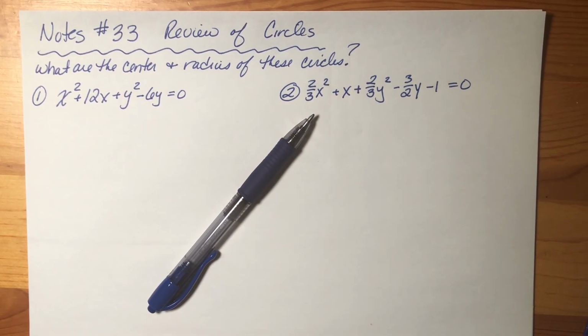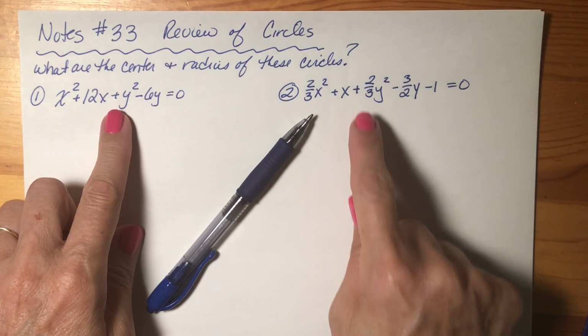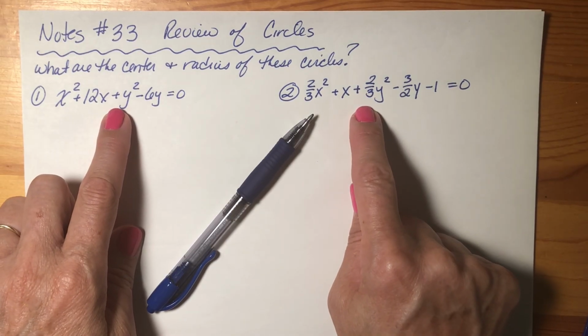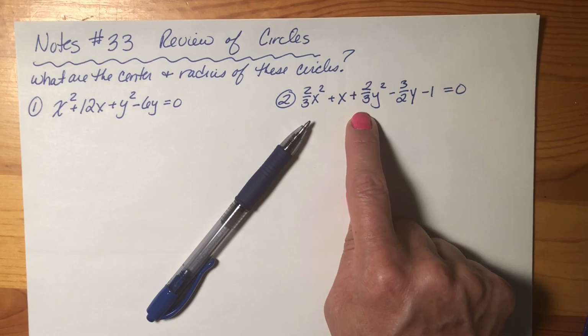I'd like to take some time to review circles. We're at the end of the chapter and circles were so far in the beginning. Let's go back to circles and talk about them. I want to know what the center and the radius are of these circles. If you take a look at them, you can't tell from just looking at them. You can't tell what that h and the k are. We're going to have to use completing the square here.